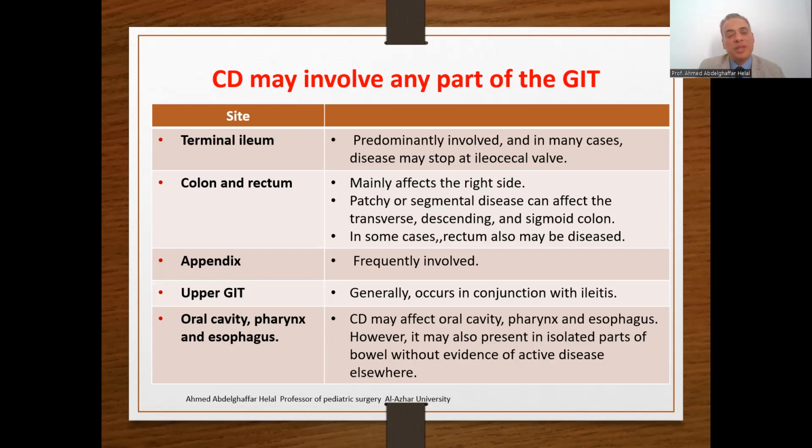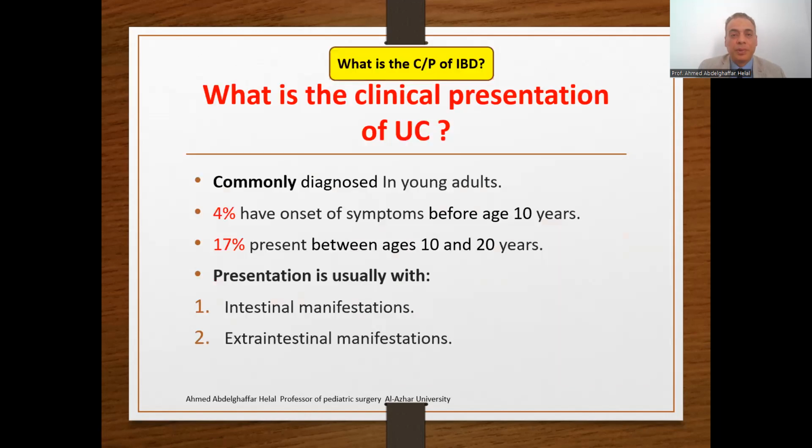In many cases, the pediatric surgeon operates on a child with a diagnosis of acute appendicitis, and surprisingly, he finds that there is an inflamed terminal ileum and the diagnosis is Crohn's disease. The upper gastrointestinal tract may be affected with Crohn's disease, even the oral cavity, pharyngeal cavity, and esophagus.